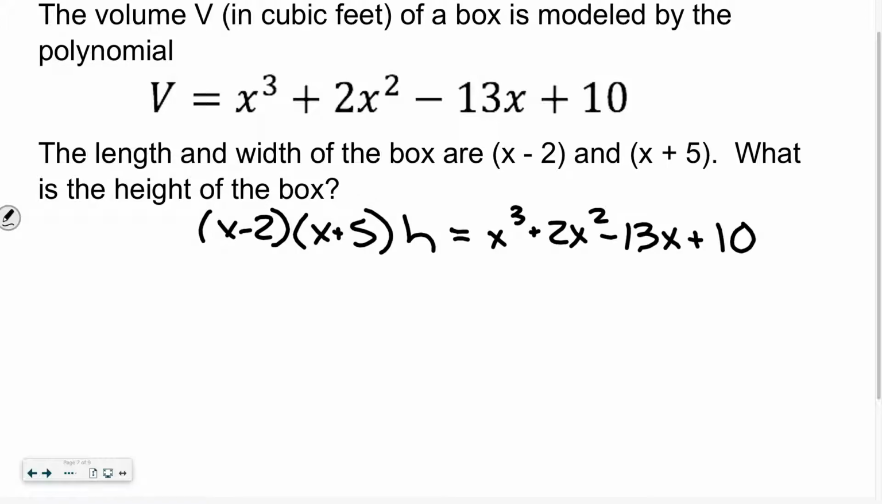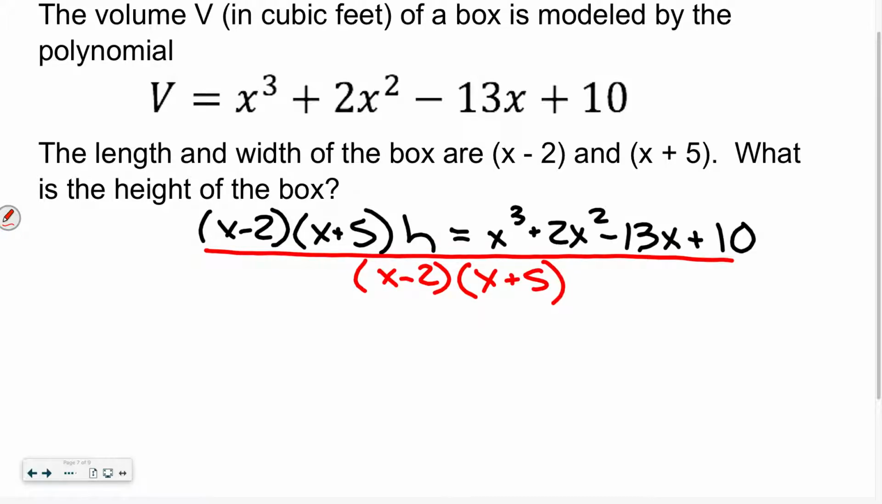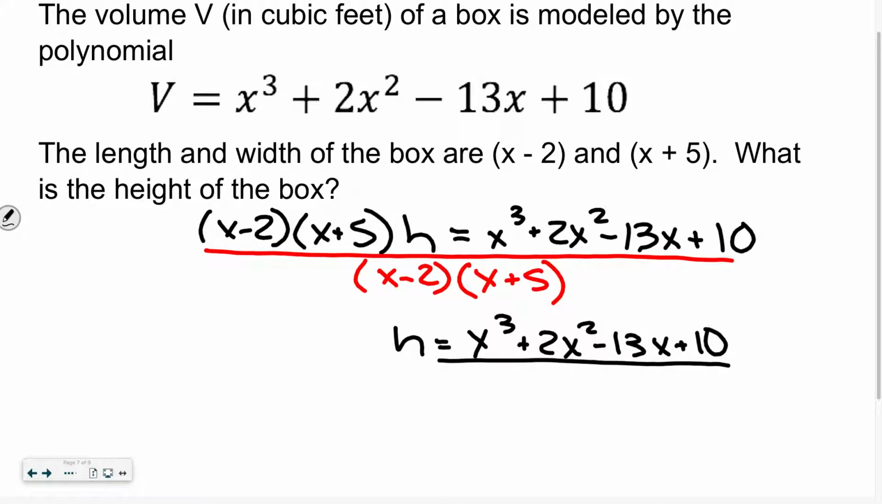Okay? So I'm just going to make a big division here and say, really what I want to do is divide everything by x minus 2 and x plus 5. Now, on this side, it will just cancel out. On this side, I'll have to take that x cubed plus 2x squared minus 13x plus 10 and divide it by both of those.